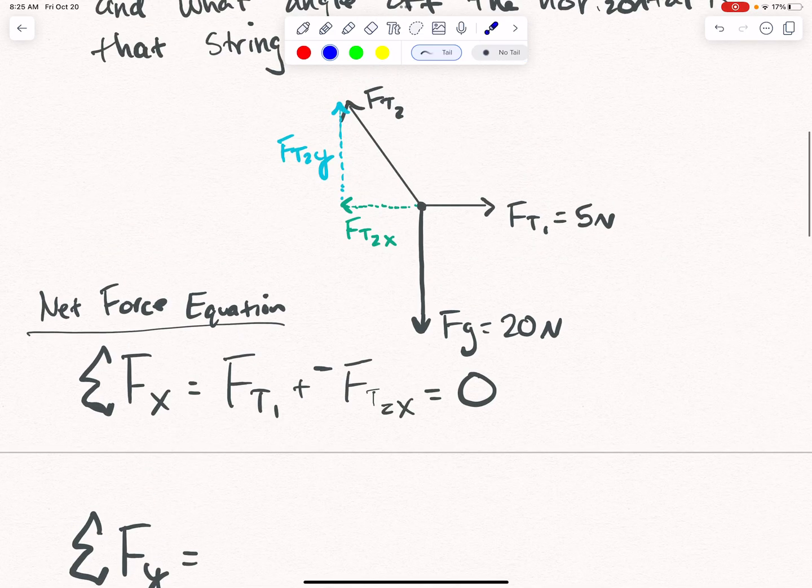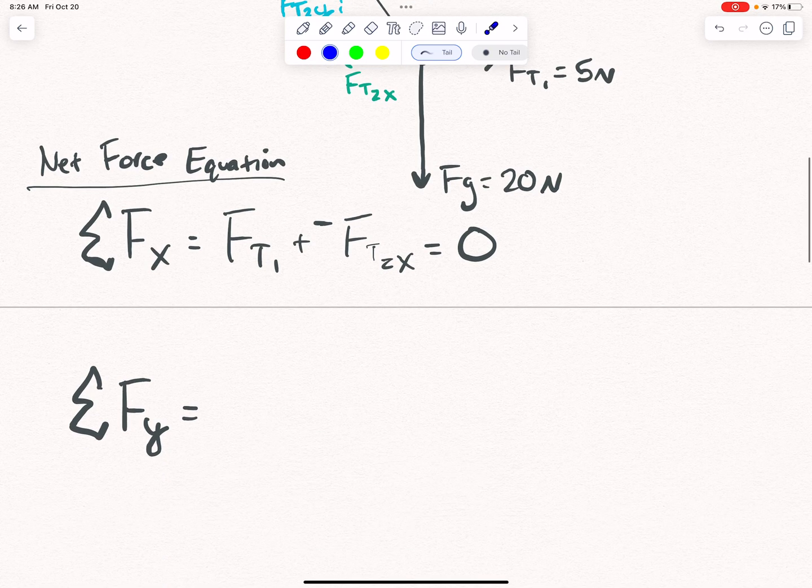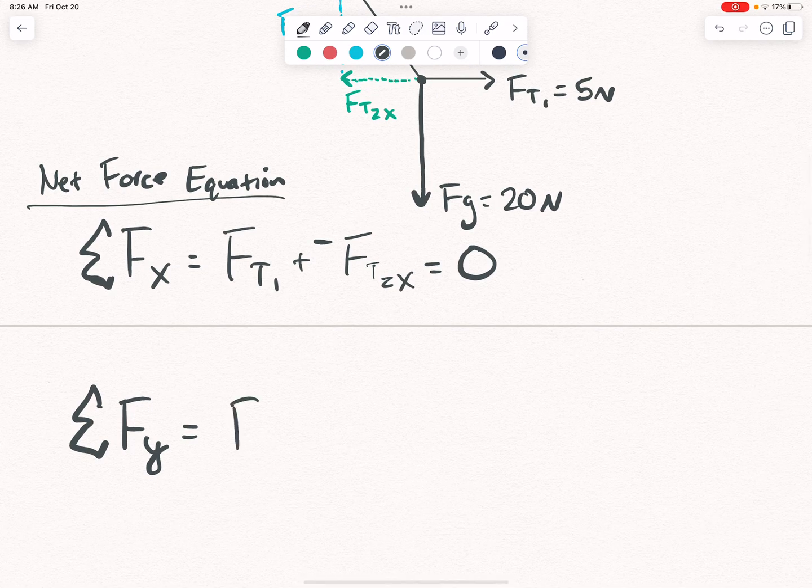All right, so up here I got this vertical component here, and I have this component here. Notice I'm not touching FT2 because it's not in the X or the Y direction. Vectors that don't align themselves to the XY plane, you don't ever see in these equations. So for this one, I'd have FT2 in the Y direction plus a negative force of gravity equals 0.